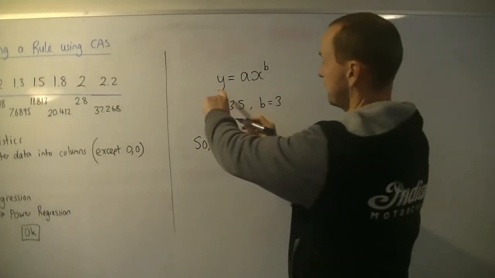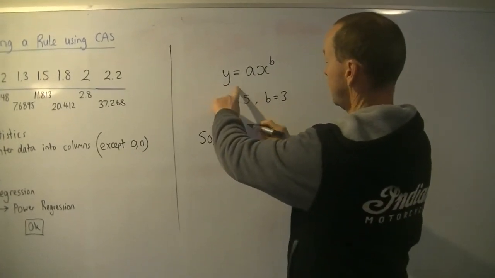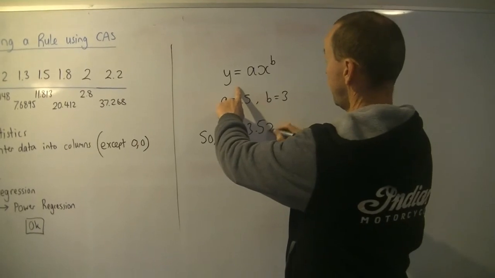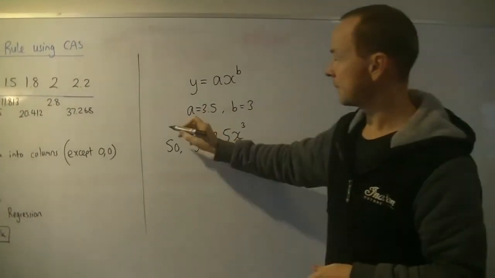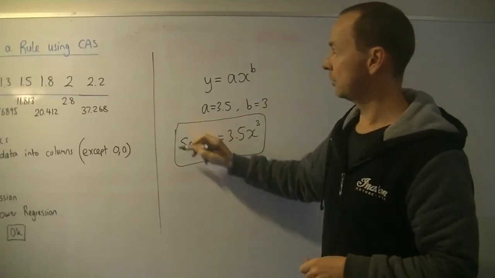So all you do is substitute those values in. So y equals 3.5x, and it's to the power of 3, so cubed. And there's your equation. You're done.